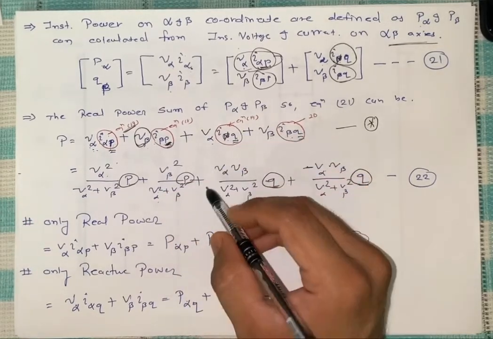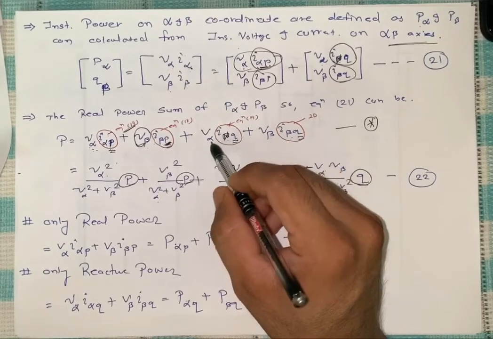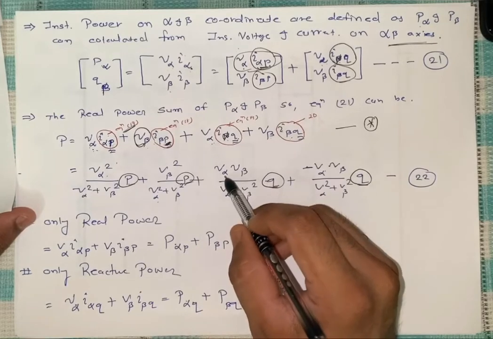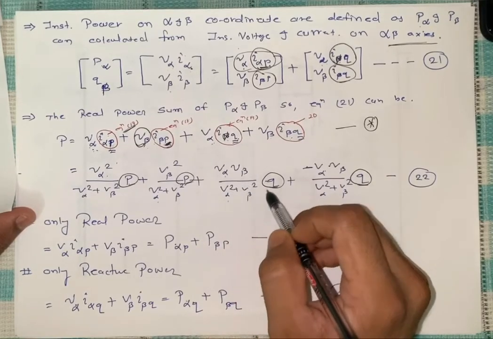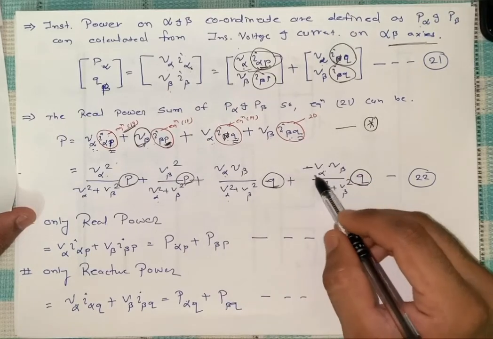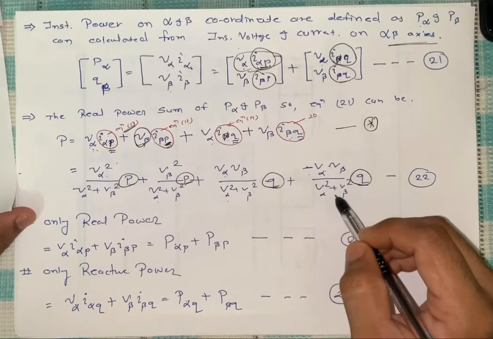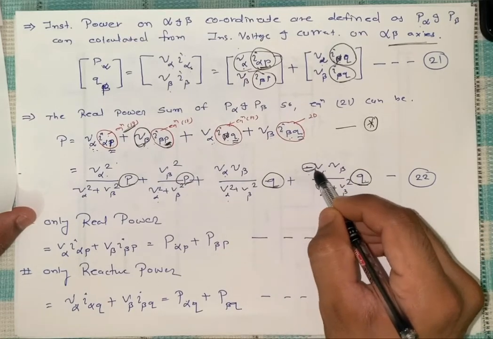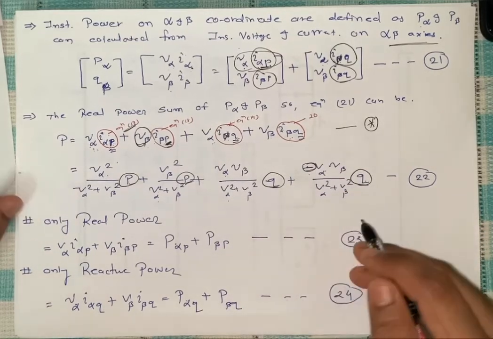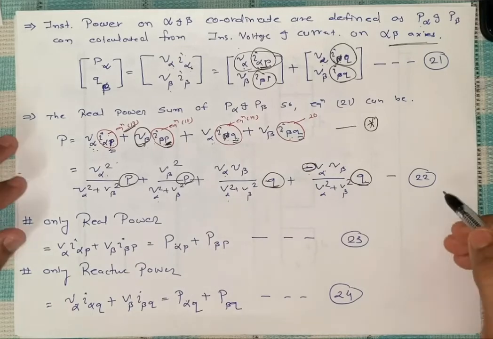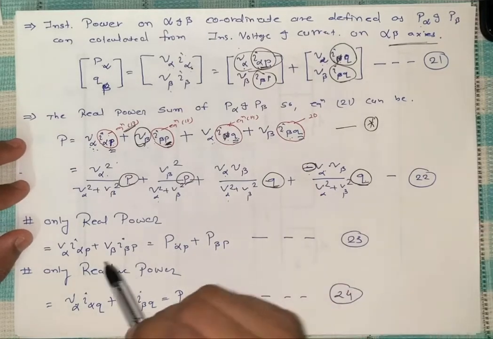So here is the P equation, plus similarly V alpha in the form of Q. From the previous, V alpha V beta over V alpha square plus V beta square into Q. Similarly I beta Q from equation number 20 is minus V alpha V beta over V alpha square plus V beta square into Q. So you can see that there is a minus, a negative symbol. What is the reason for that negative and what is its impact, we will discuss. So that is equation number 22.